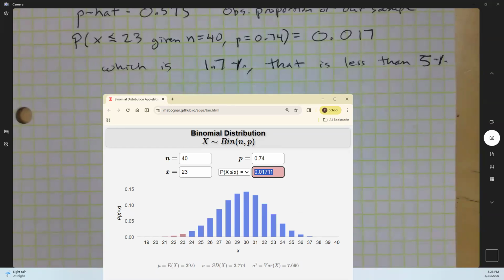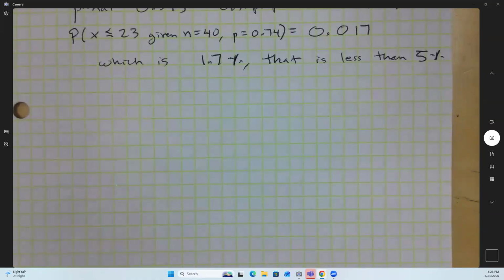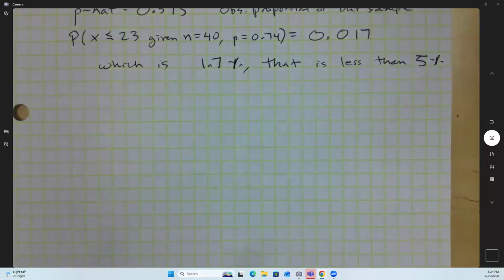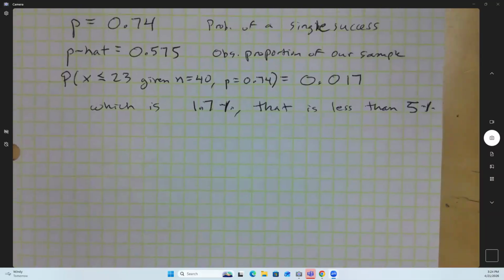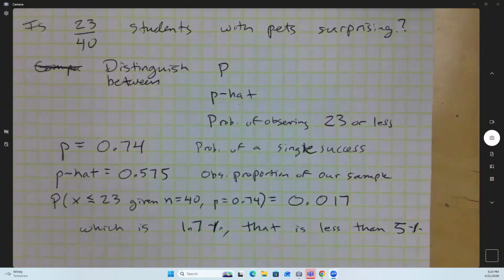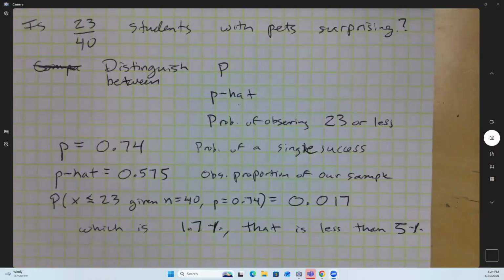Focus. Good. So again, is it surprising? Talk to your neighbor and come up with a nice, complete sentence or two that a non-statistician human would understand for why it would or would not be surprising to see 23 out of 40 students with pets.